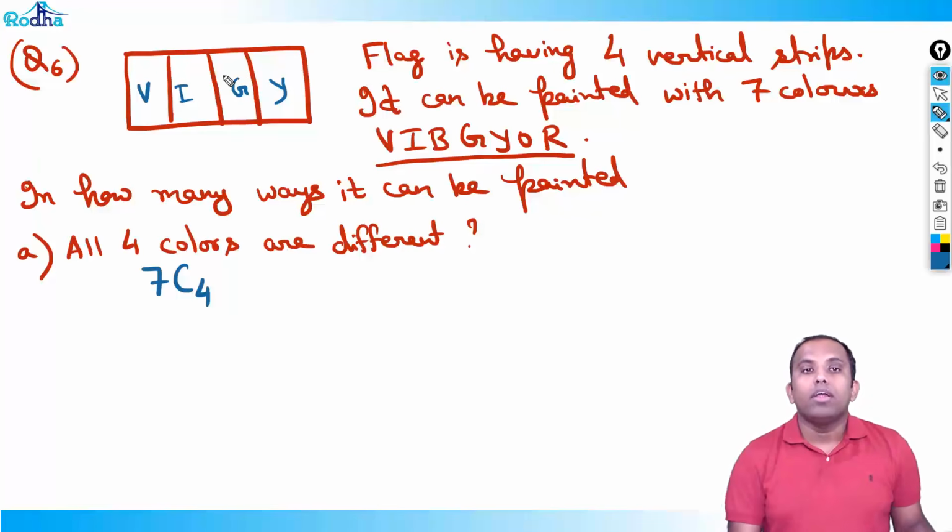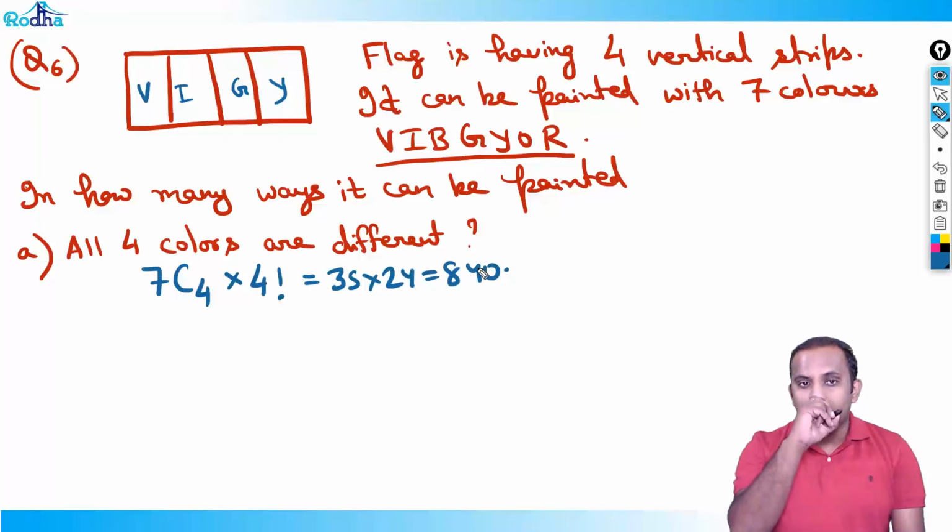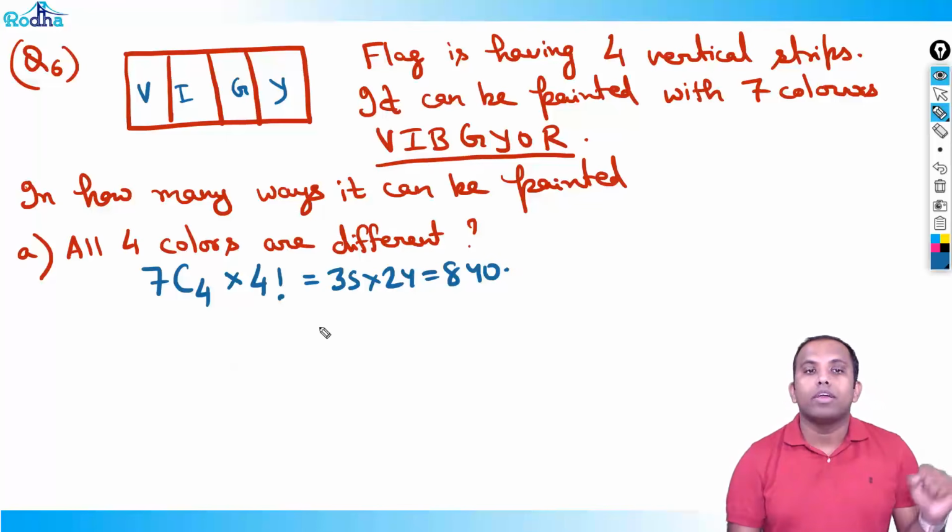So the shuffling of 4 colors can be done in how many ways? There are 4 colors, so shuffling of 4 colors can be done in 4 factorial ways. So what is the answer? 7C4 into 4 factorial, that is 35 into 24. You can solve it, you'll get the answer as 840. So 840 is the answer for the first question: in how many ways can the flag be painted using 7 colors when all 4 colors are different. 7C4 into 4 factorial.